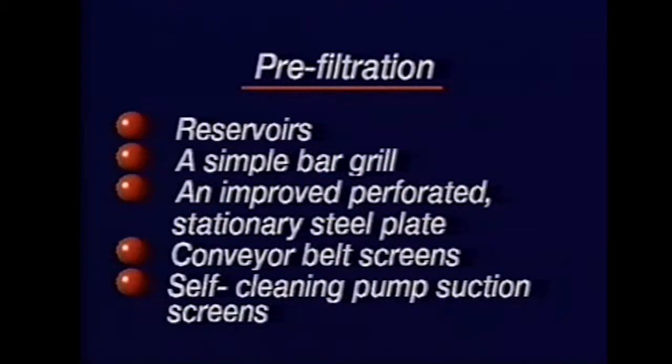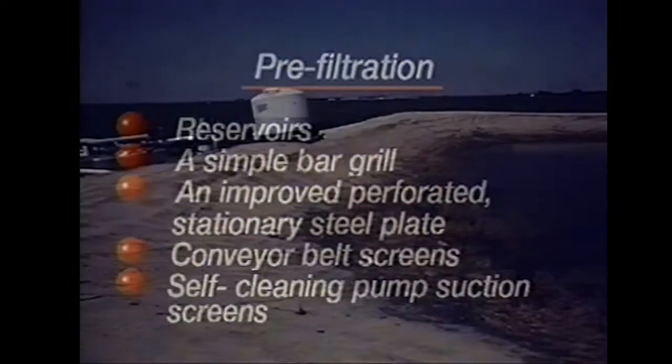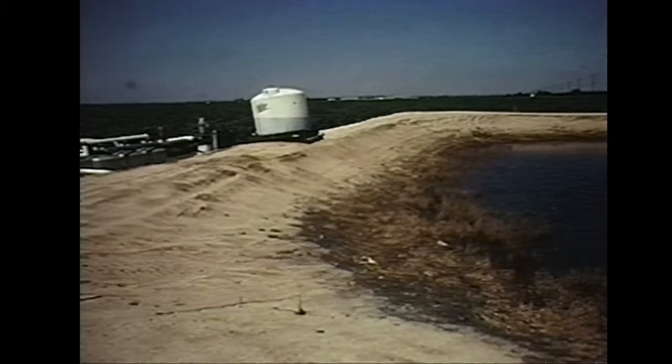Pre-filtration devices are especially important with surface water supplies from rivers and canals. Most filtration problems with surface water supplies are caused by improper attention to pre-filtration. Without adequate pre-filtration, the regular filters can be overloaded and must be cleaned or backflushed very often. Categories of pre-filtration are reservoirs, a simple bar grill, an improved perforated stationary steel plate, conveyor belt screens, and self-cleaning pump suction screens.